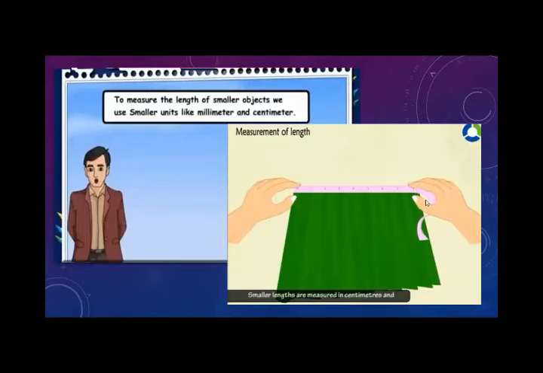in centimeters. Okay, in further slides I am going to tell you that what are centimeters and what are meters. Okay, here you just need to understand that to measure the length of a smaller object, we use smaller units. Which units you used? Millimeter and centimeter. Millimeter and centimeter are used to measure smaller lengths.